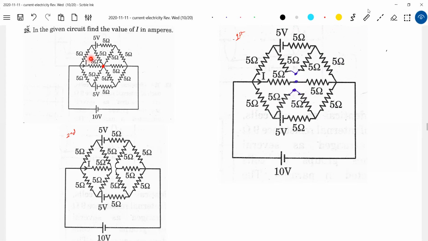How many loops are there? 1, 2, 3, 4. I think 6, 7 loops are there. I'll assume loop currents I1, I2, I3, I4, I5, I6, I7. 7 loop currents, 7 linear equations, solve them using matrices. Okay, no problem, we can use matrices. 7 unknowns are there. I'll solve it, then I'll calculate the current.